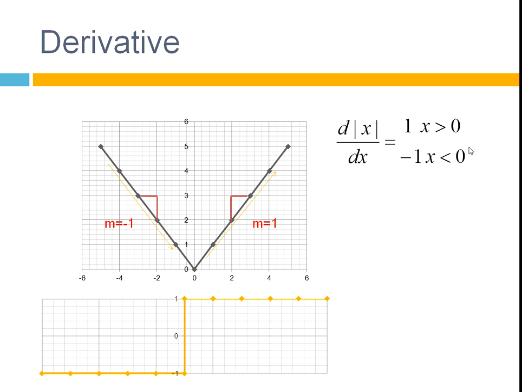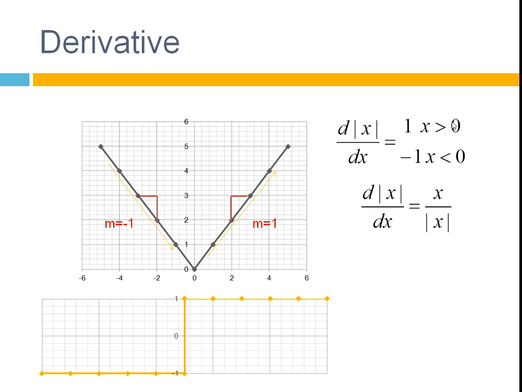So you can write these statements about the derivative. You can say that the derivative of the absolute value of x equals 1 when x is greater than 0, and equals minus 1 when x is less than 0, which is exactly what this graph is showing, and it's not defined at x equals 0. So that's the expression for the derivative.